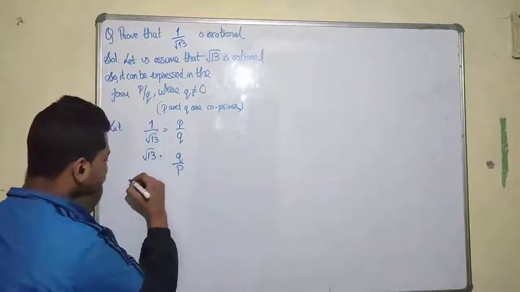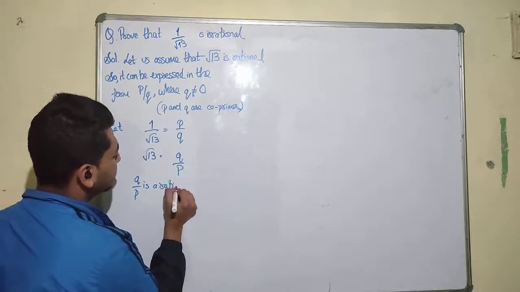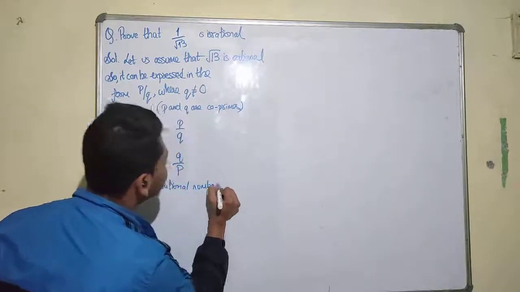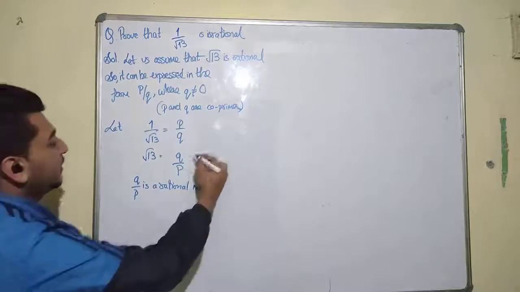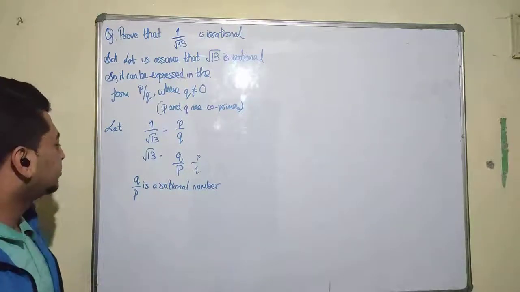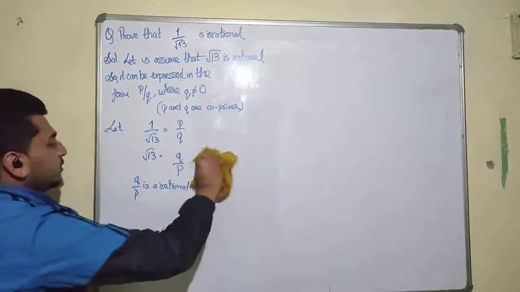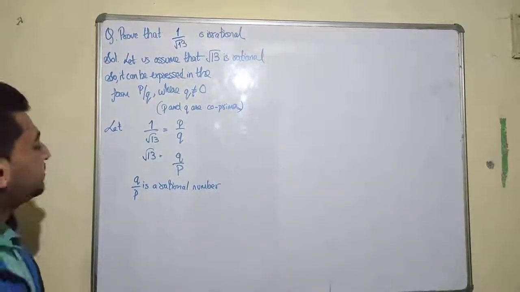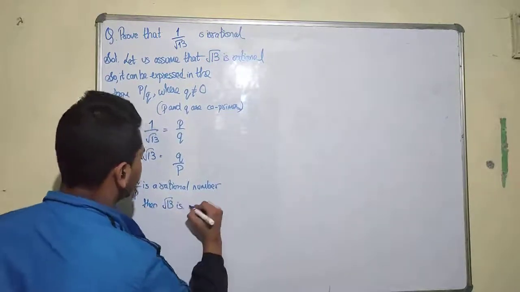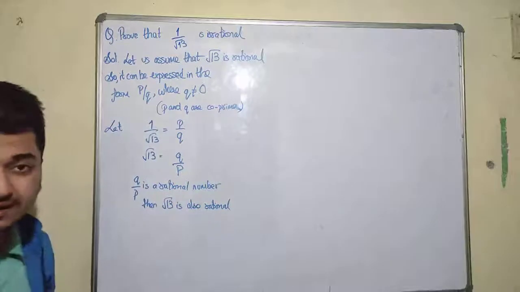And q by p is a rational number, right? Anything in the form of p by q is rational, so q by p is also a rational number. If q by p is a rational number, then under root 13 is also rational.